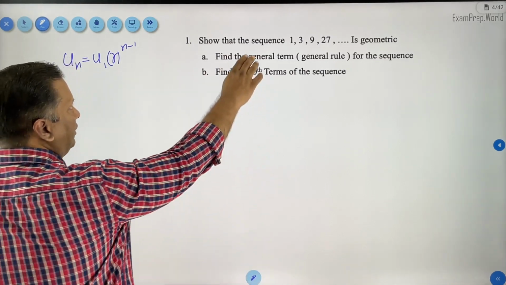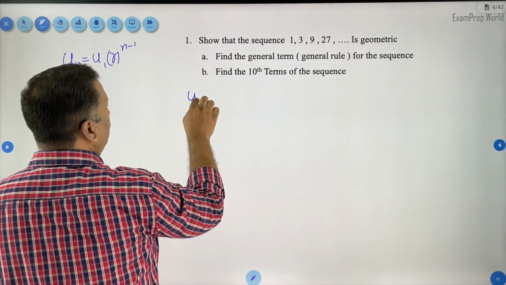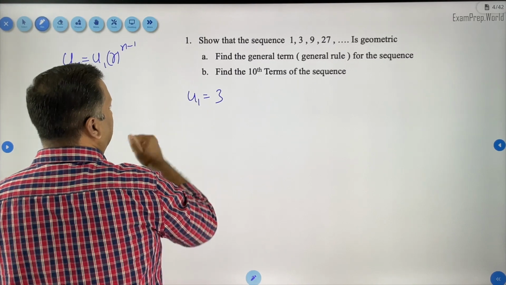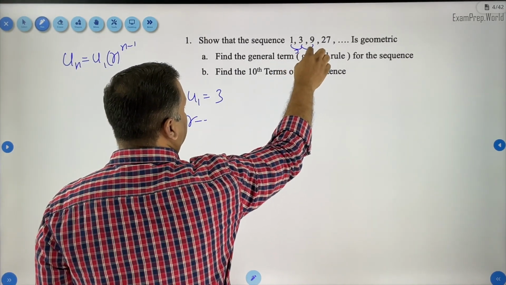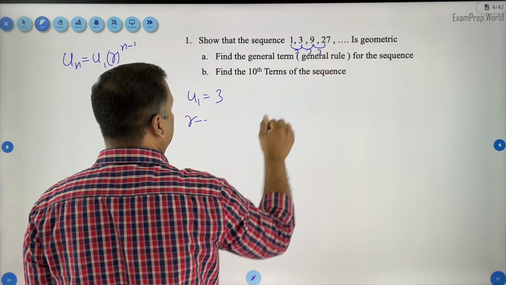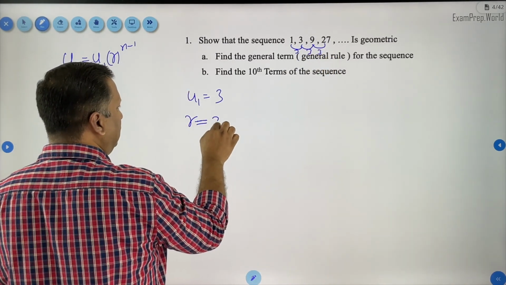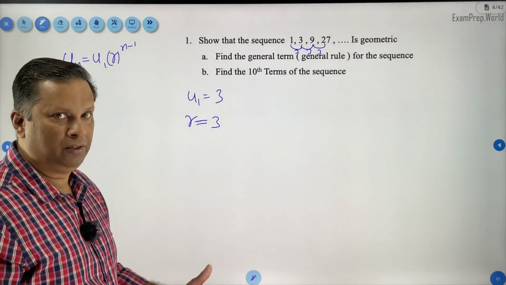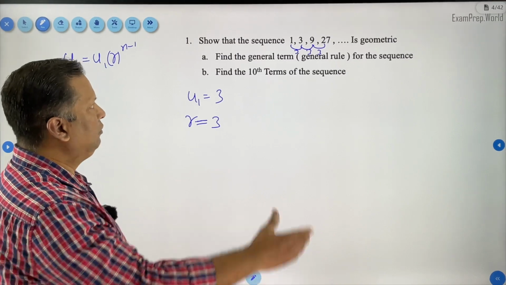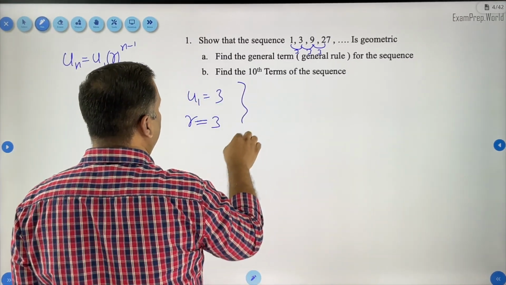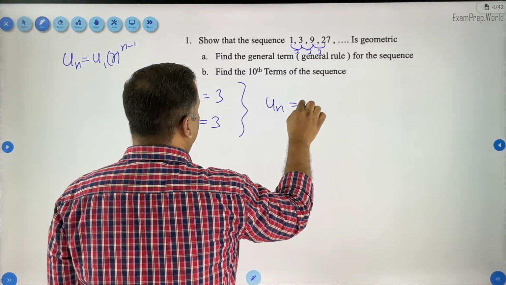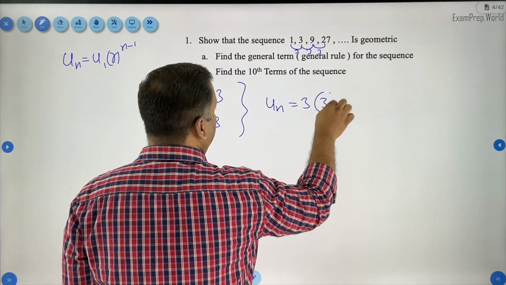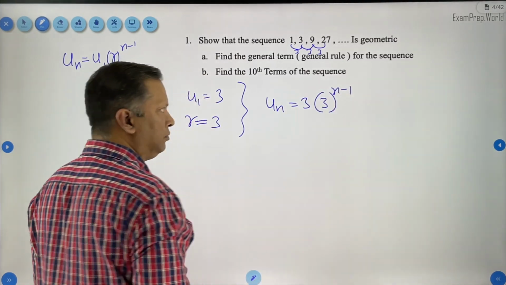In the first sequence, we have u_1 as 3. And what is r? 3 divided by 1 is 3, 9 divided by 3 is 3, 27 divided by 9 is also 3. So r is equal to 3. So u_1 is 3, r is also 3, and we have to find the general rule. If I use this in the formula, we will get u_n equals 3 to the power n minus 1.